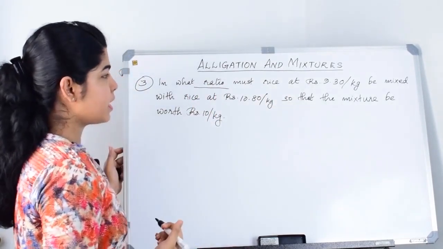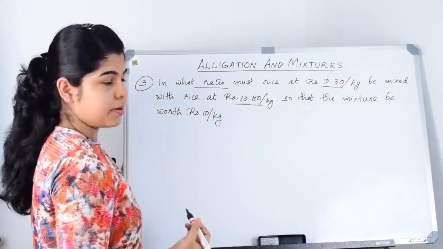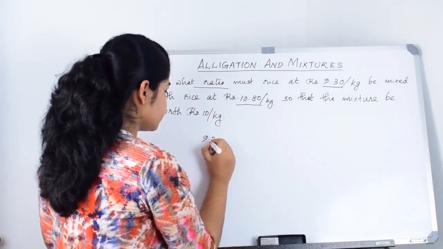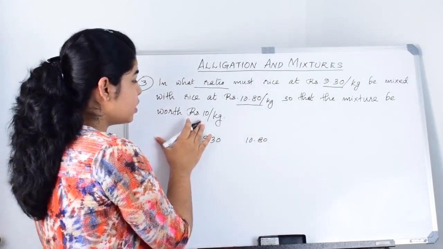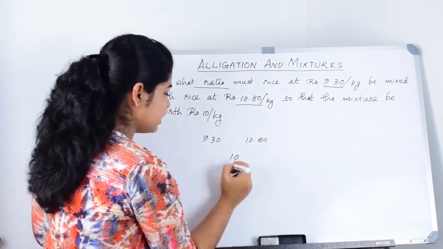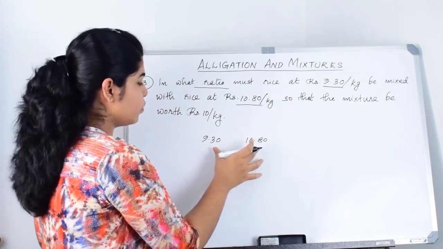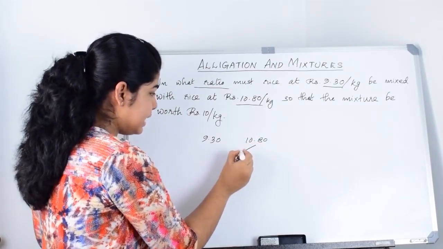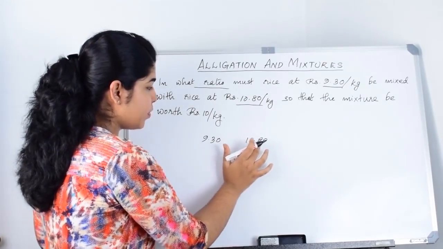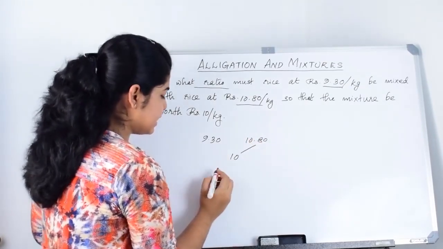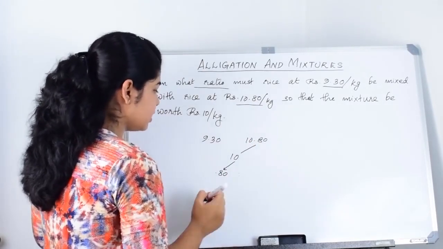So what is the cheaper price here? 9.30 is the cheaper price and 10.80 is the dearer price. So you can write 9.30 and 10.80, and you are given the mixture be worth rupees 10 per kg, so you can write 10 here. Now you need to find the ratio in which both types of rice are mixed. So you need to find d minus m to find x, right? d minus m is 10.80 minus 10, that is 0.80. So you write it here, 0.80 is to.